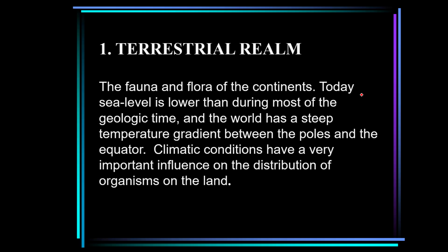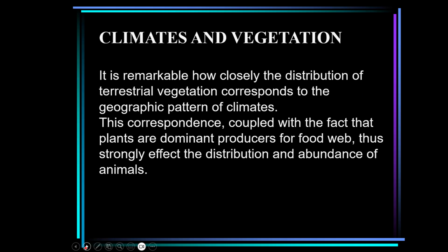And the world has a very steep temperature gradient. Why? Because we have ice on the poles, and then at the equator, it's tropical. So therefore, it's a very steep temperature gradient. And of course, the climatic conditions have a very important influence on the distribution of organisms on the land. It is remarkable how closely the distribution of terrestrial vegetation will correspond to the geographic pattern of climates. This correspondence, coupled with the fact that the plants are dominant producers for the food web.